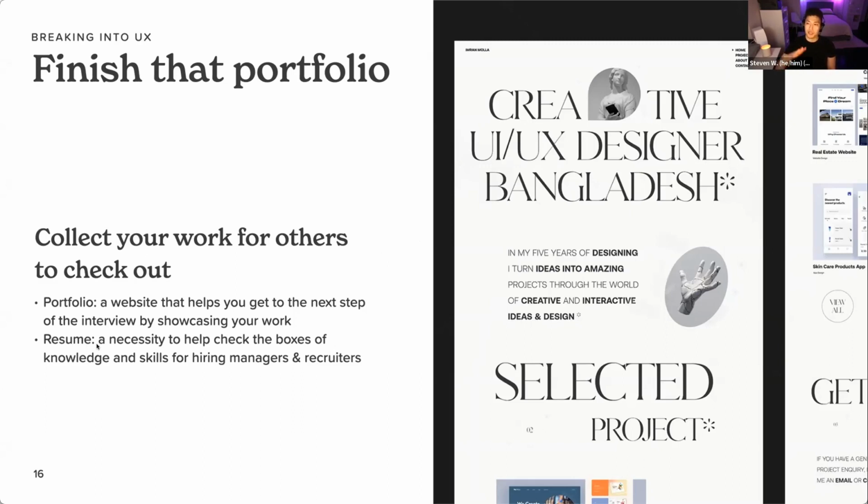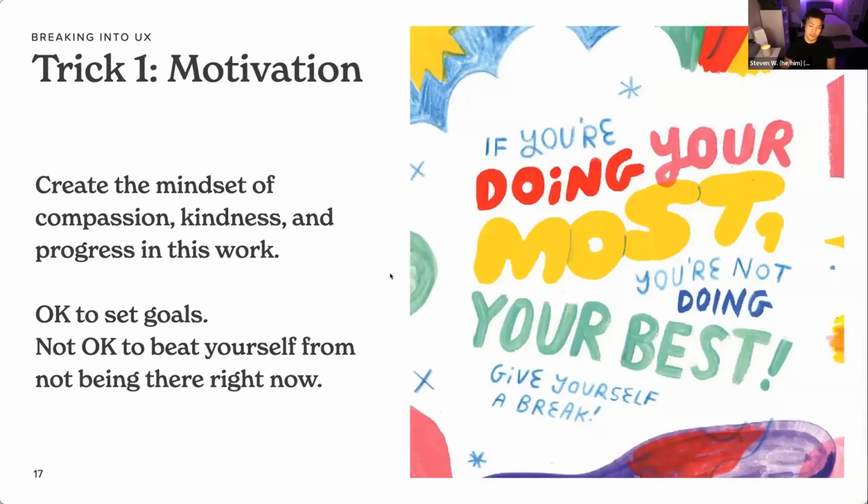Resume, also, again, a necessity that needs to be done, but I would say not to put too much emphasis there. Nowadays, we're starting to see, especially within the design field, that really the most important thing is your portfolio. The resume is really just more so to check the box. A few tips for you, we just talked about with portfolio: think about the motivation, right? How do you change the mindset in doing this work?